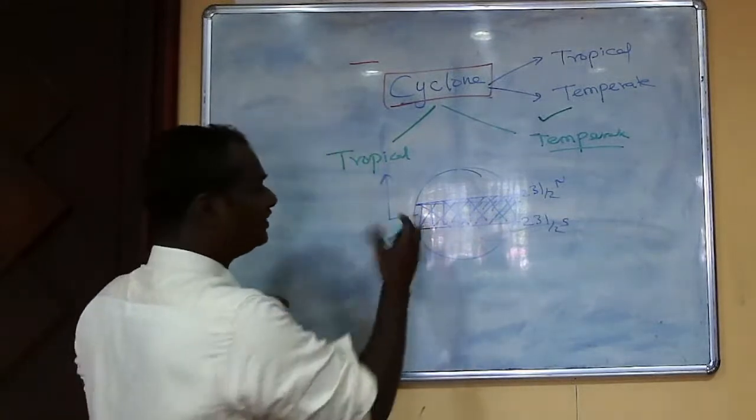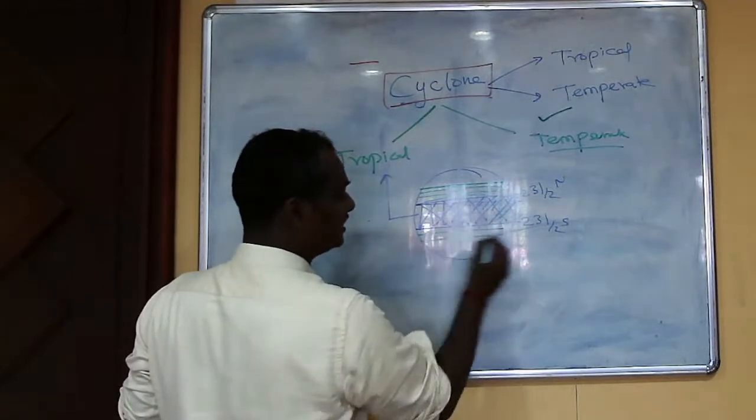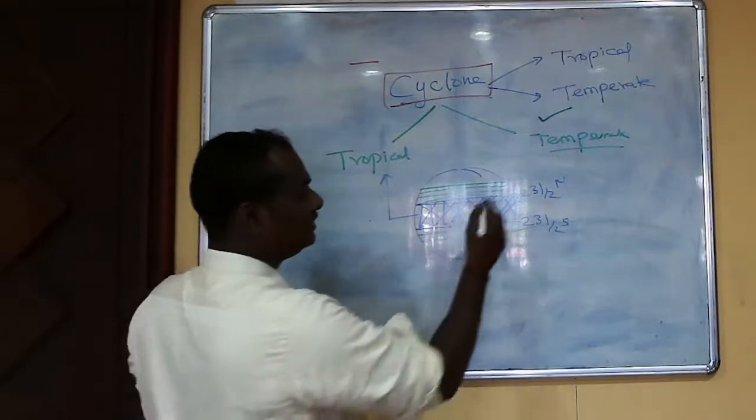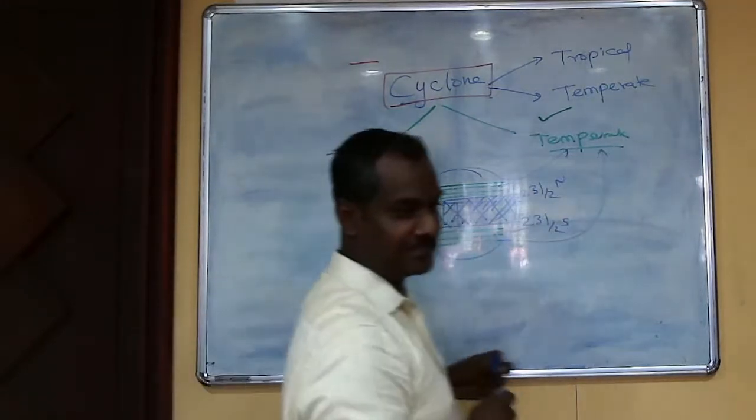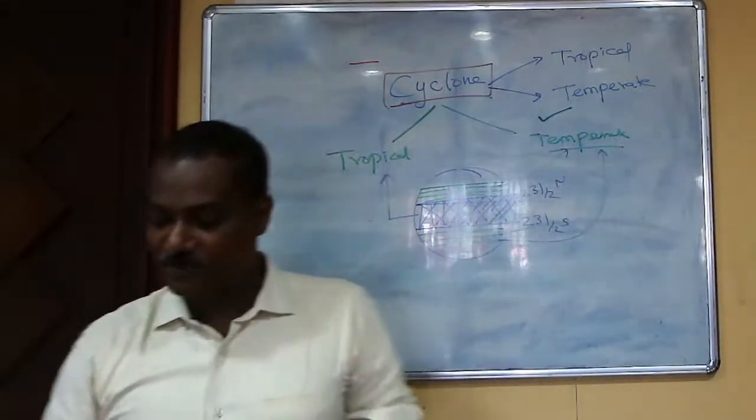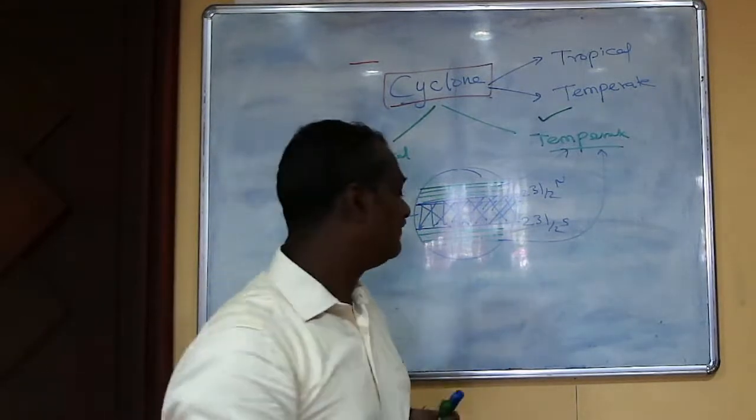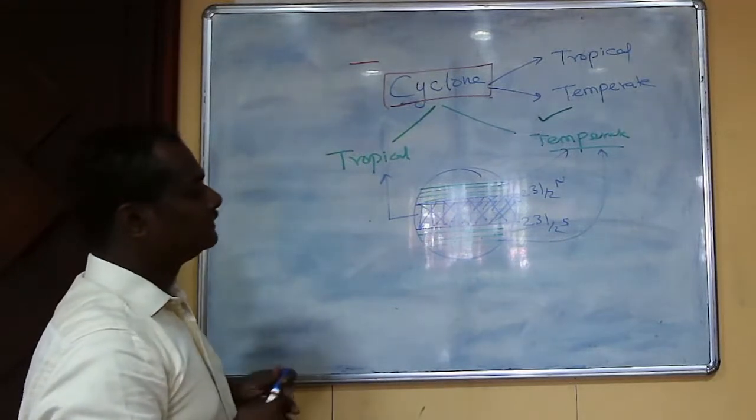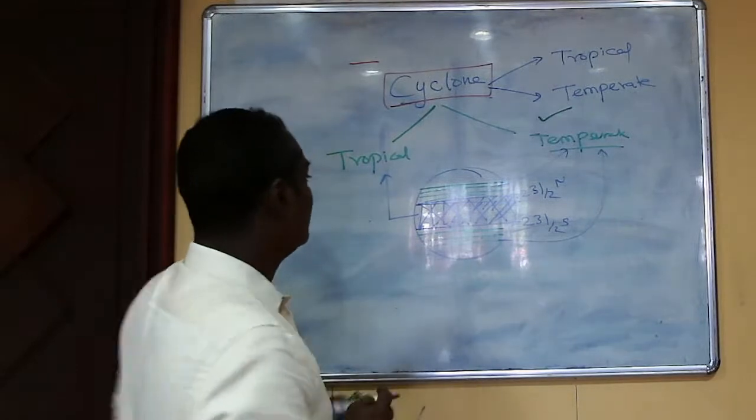Temperate means it is above that. This region, which I am marking as green, between the Arctic Circle and the Tropic of Cancer, and likewise between the Antarctic Circle and the Tropic of Capricorn, we call a temperate cyclone. So the formation area itself changes. One is found in the tropical places, the other in the temperate places.